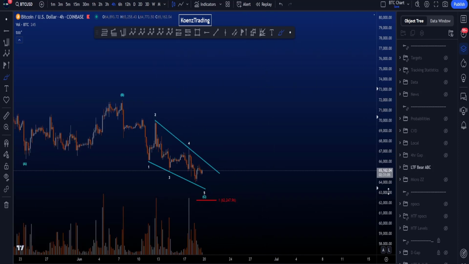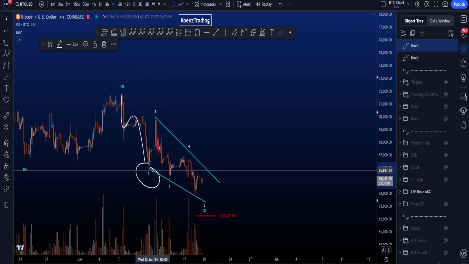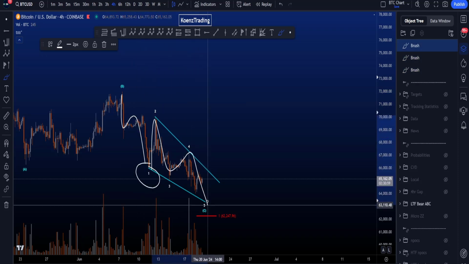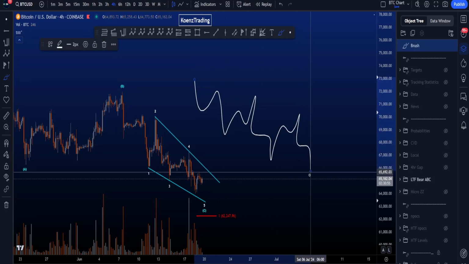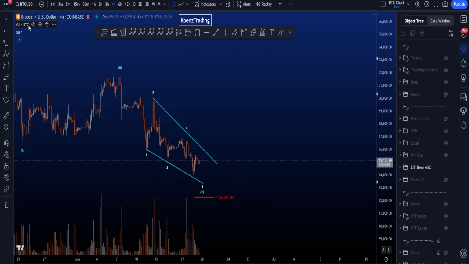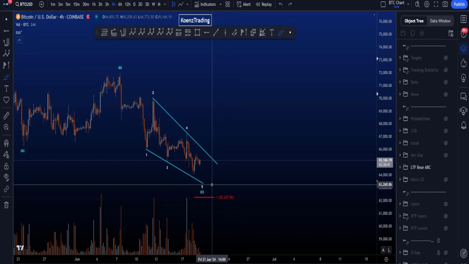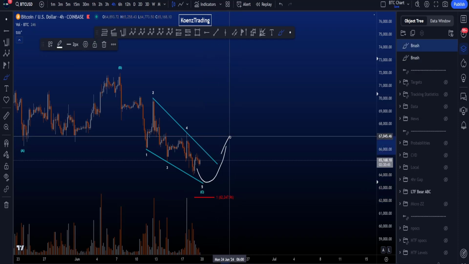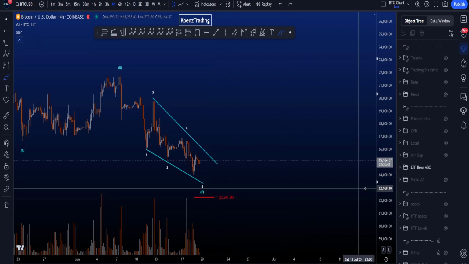An ending diagonal has to consist of 3-wave structures in every wave. So wave 1, 2, 3, 4 and wave 5 all have to be 3-wave corrective zigzag family structures to the downside in this case. The invalidation is exactly the same, 62.2k, and also here we're looking for price to then move towards the upside, either directly or after one more low.